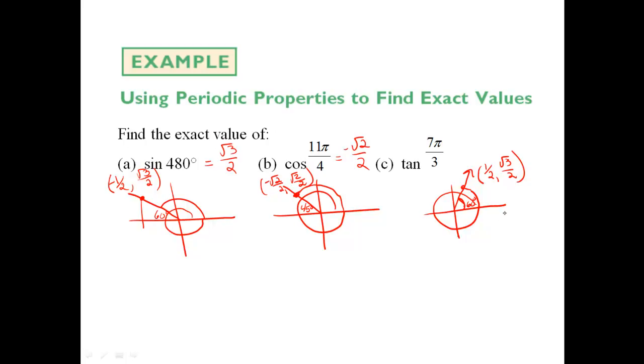I want tangent, which is y over x. So square root of 3 over 2 over 1/2, which reduces to square root of 3. So that's how I do all those. You can see how important it is that you know where you are on that unit circle to be able to use the ordered pairs to find the sine, cosine, tangent, or whatever they ask for.